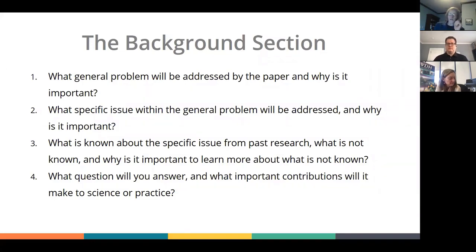And then you get to the bottom of the funnel, and what's going to come out of the article, what's going to come out of that funnel. And that is the beginning to set up the article. What questions are you trying to answer? What are some of the contributions?